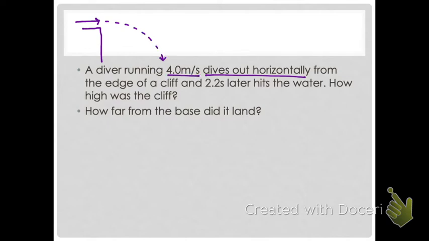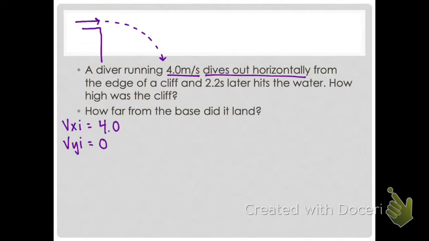So 4.0 meters per second has to be equal to VXI. And so if my 4.0 meters per second is all horizontal, what does that mean about VYI? It's 0. Okay, we've got to be able to pick up that clue from reading the problem.